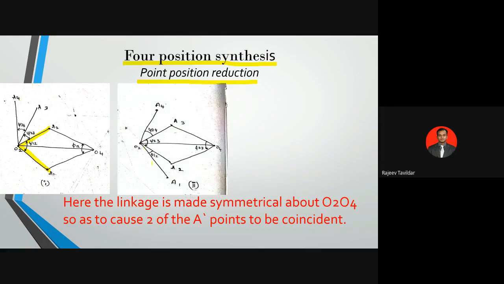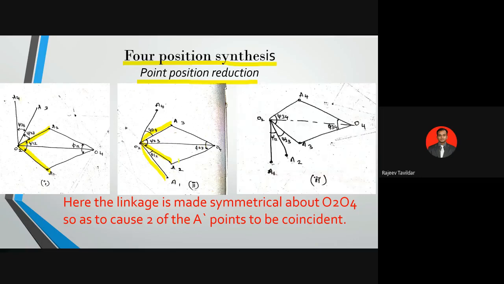Now, in this case, I have placed O2 A1 over here, and I have ensured that O2 A2 and O2 A3, these two links, are symmetrical about the O2 O4 line or the horizontal reference axis. Or else, at the end we can have this type of configuration also, wherein we have O2 A1 as first position, O2 A2 as second position, and O2 A3 is symmetric with O2 A4 with respect to O2 O4. So in this case, these two links are symmetric.